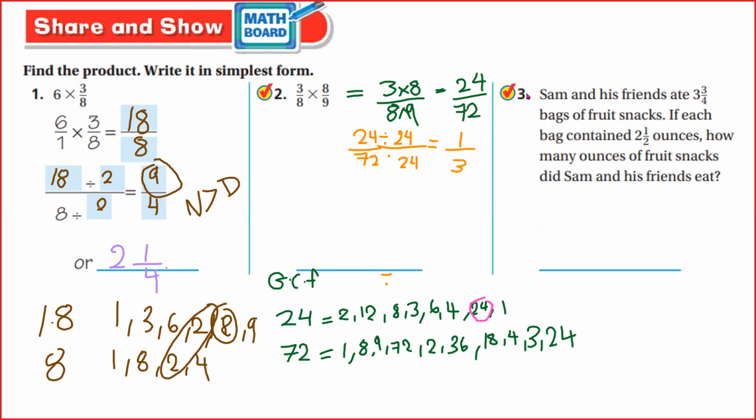Now, number 3. Sam and his friends ate 3 and now, but please, did you finish writing? Yeah. Okay. I will send you the answer now on the chat. I will send it. Are you okay? Okay.